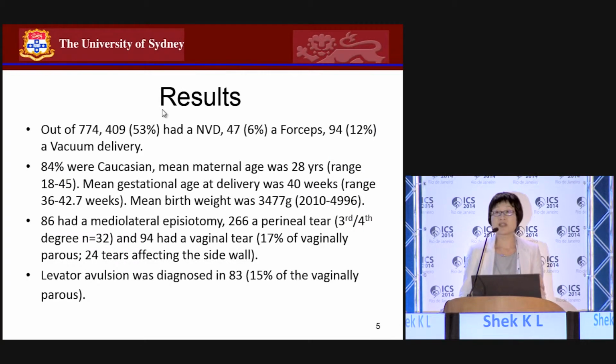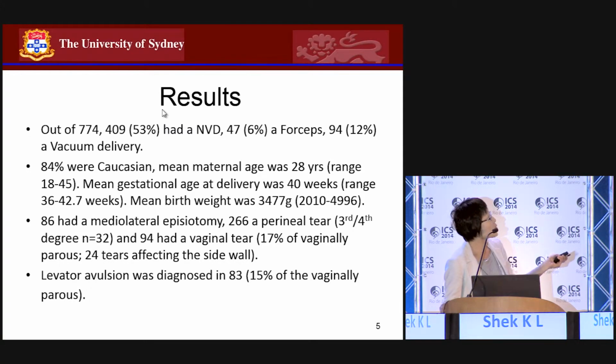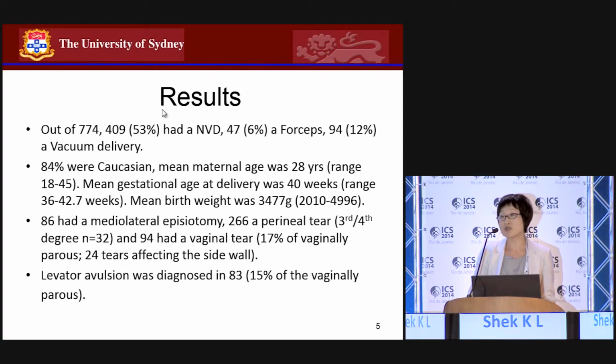Out of the 774 women, 53% of them had a normal vaginal birth, 12% had a vacuum delivery, and 6% a forceps delivery. 84% of them were Caucasian, and here are their demographic data. 86 patients had a mediolateral episiotomy. In our centers, episiotomy was performed selectively.